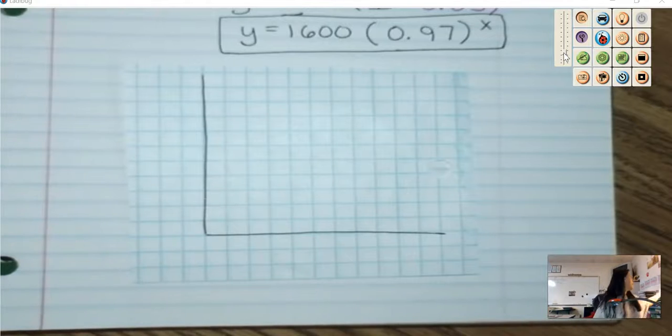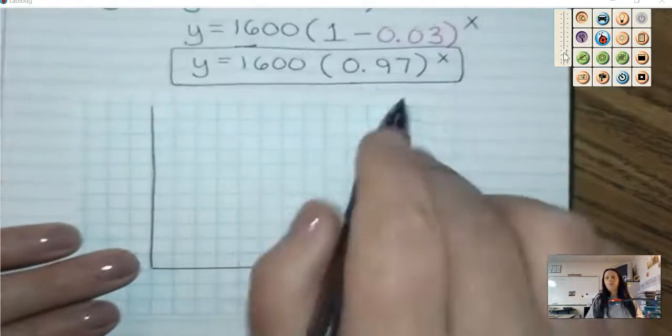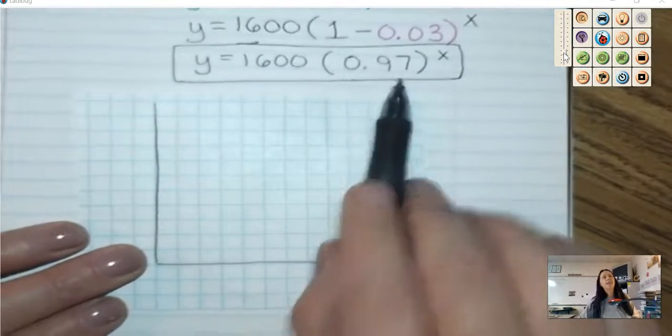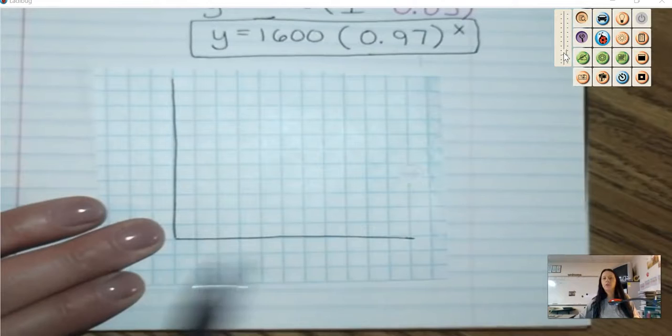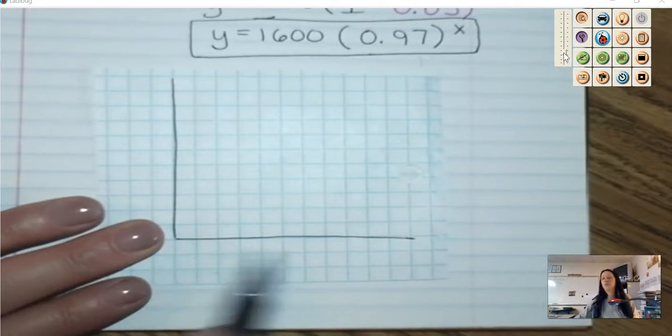Okay, let's make our x-axis. What did I do in the last class? We're going to go by 4s. Because the decay is only 3%, it's not going down a whole lot every year. So we're not going to see a whole lot of change those first few years.